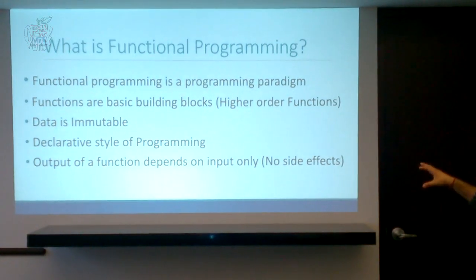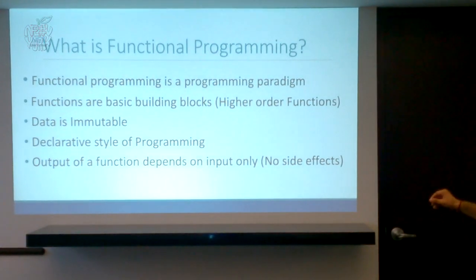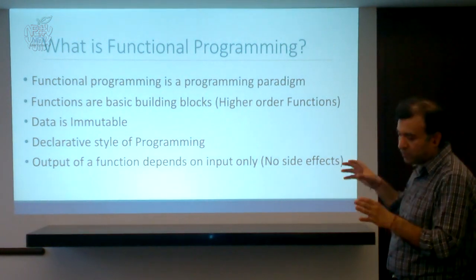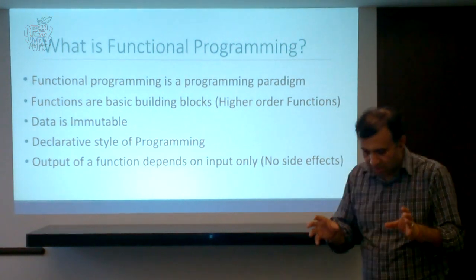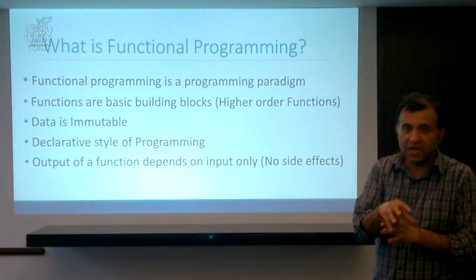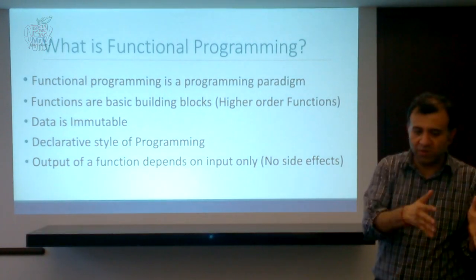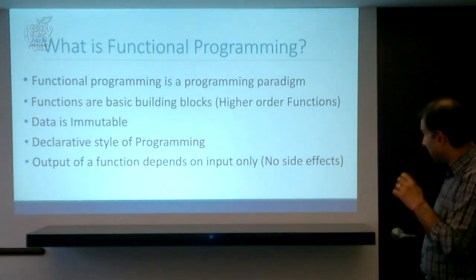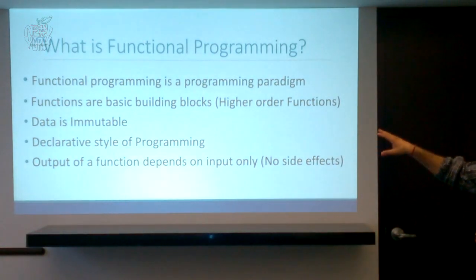In a pure functional language, and I'm going to explore what a pure functional language is later on, the basic building blocks are functions, and you can combine these functions into what is called a higher order function. So you can take two functions and combine them as a third function, and we'll see an example of how. The data is immutable.